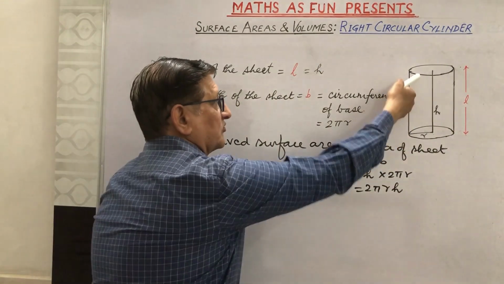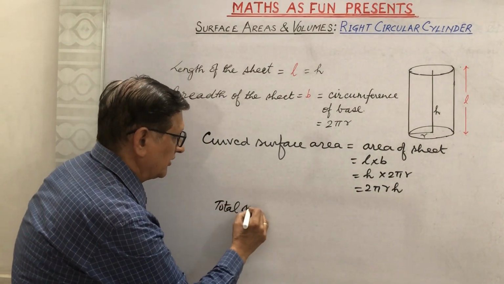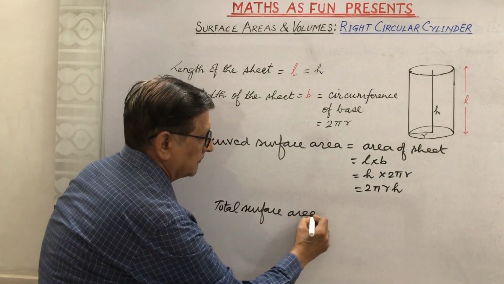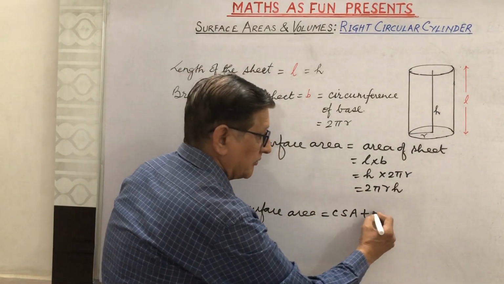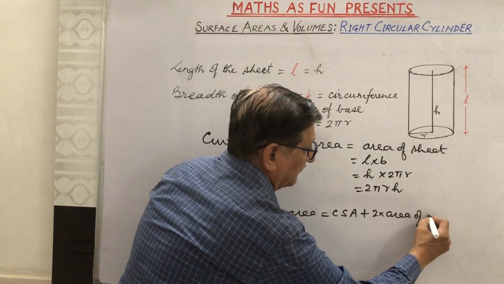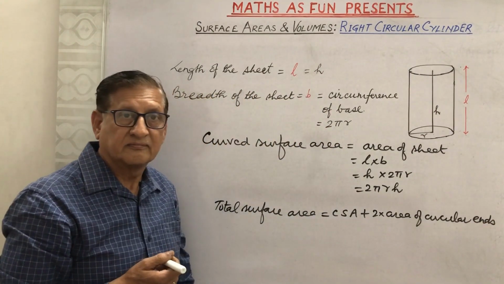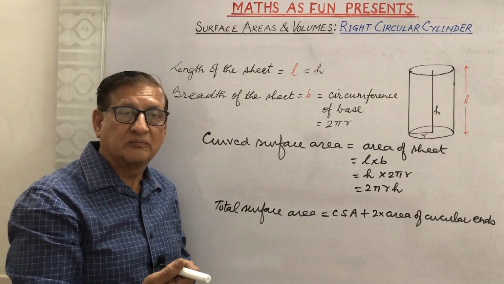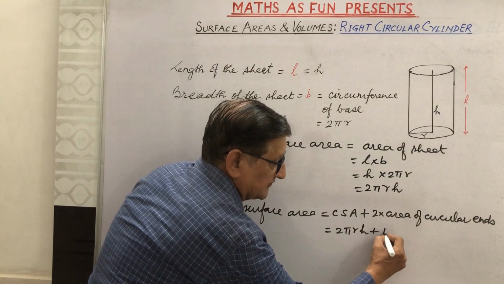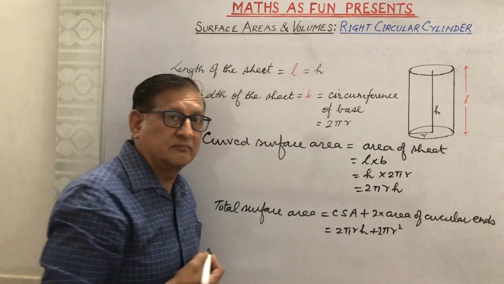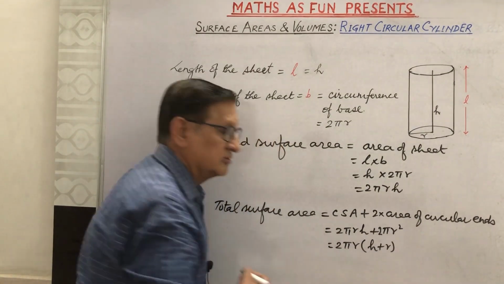In case this is closed from both the sides, then the total surface area will be equal to the curved surface area plus 2 into the area of circular sheets, or you can say circular ends. We know the area of a circle is pi r square. So can we say this will be 2 pi r h plus pi r square into 2. If we take 2 pi r common, this will be h plus r, or not.